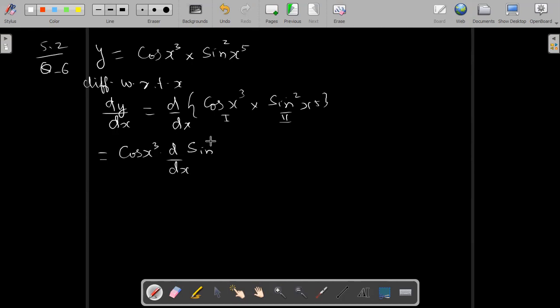sine square x raised to power 5, plus leaving sine square x raised to power 5 and differentiate the first function, d by dx of cos x cube. So that is the product rule.